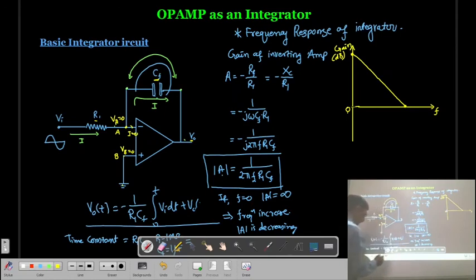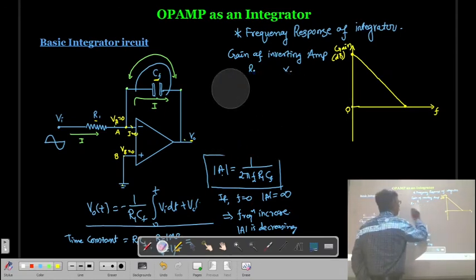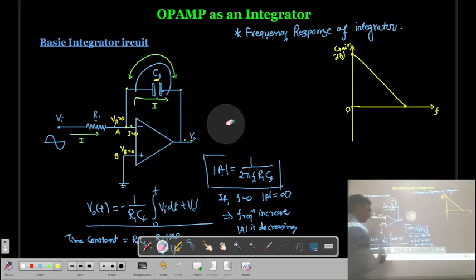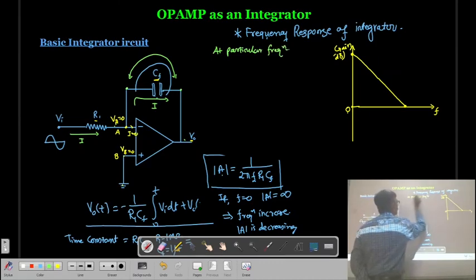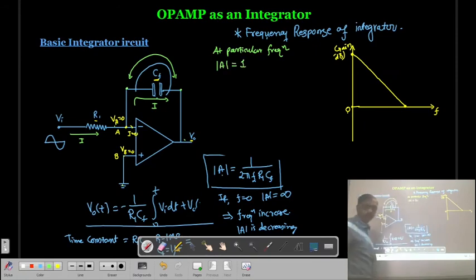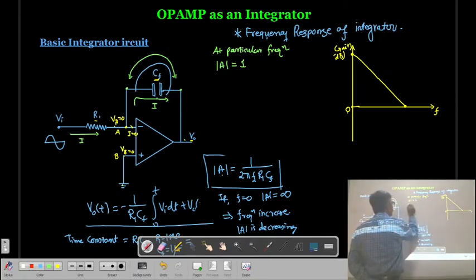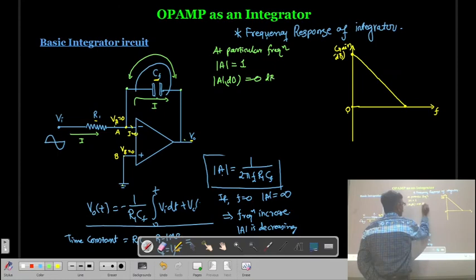Here, at a particular frequency, the gain A is equal to 1. Unity gain. Unity gain means in terms of dB, remember, A in terms of dB, if I write, then it is 0 dB.